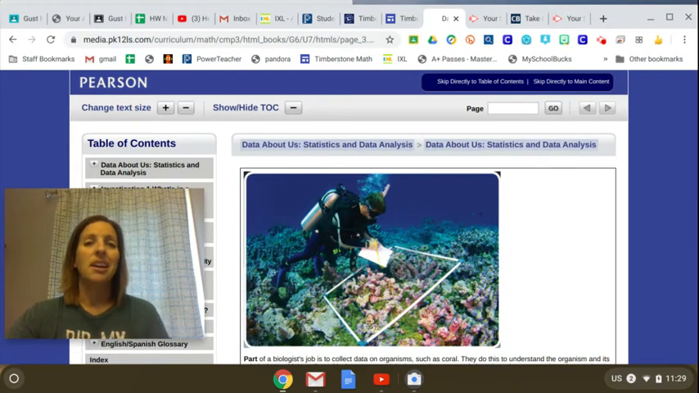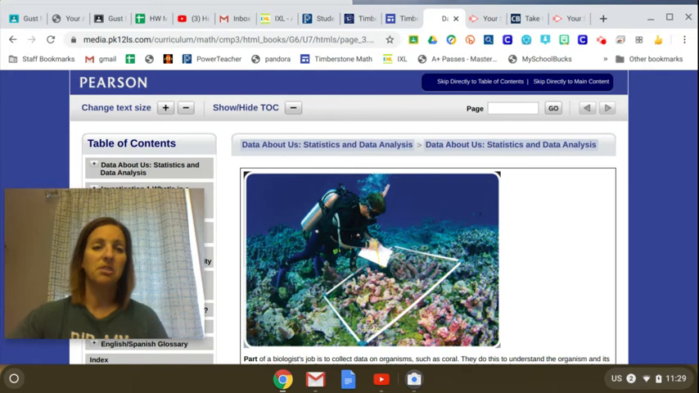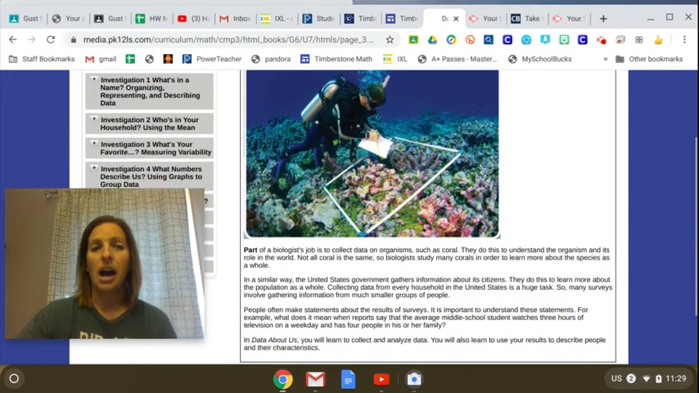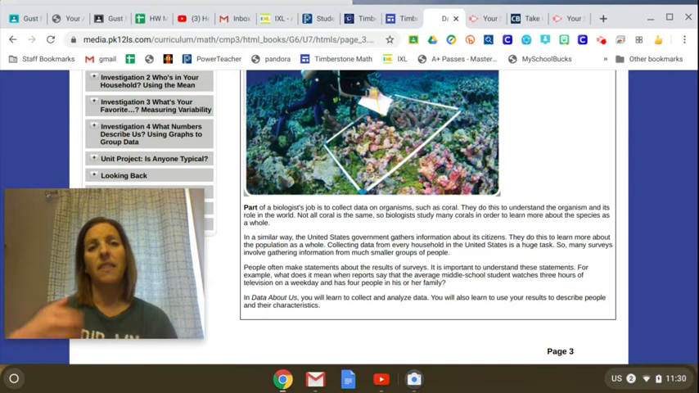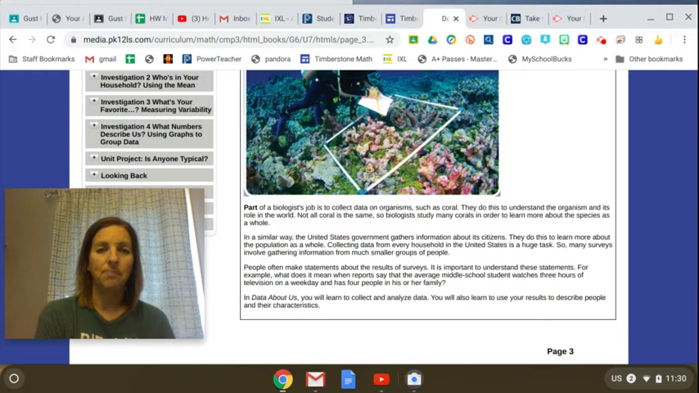Data About Us is all about collecting data and then talking about the things that you can do with that data. So on this page, your introduction says that part of a biologist's job is to collect data on organisms, such as coral. They do this to understand the organism and its role in the world. Not all corals are the same, so biologists study many corals in order to learn more about the species as a whole. You can find all different kinds of real-world examples of why people would collect data and what they would do with that data afterwards.